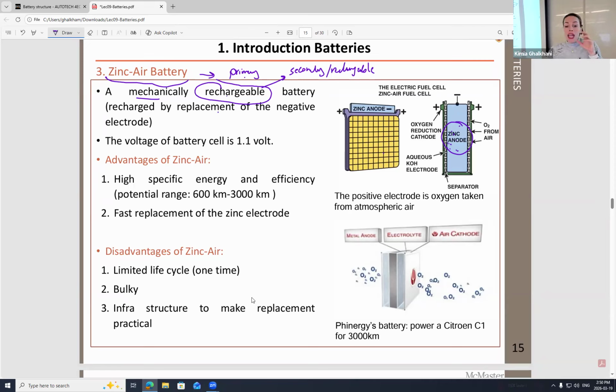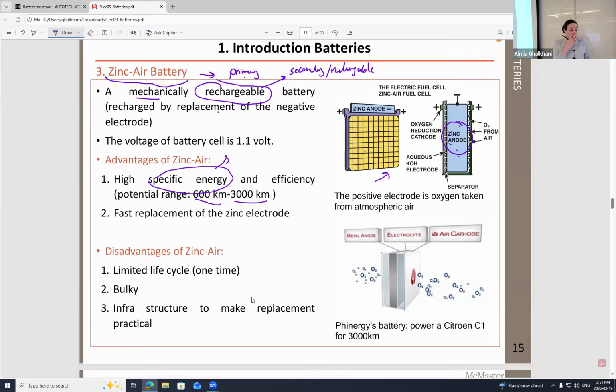But most of the time, it has to be a thick, or I would say heavy, battery, simply because one layer is air and you need enough air. Therefore, this is going to be a thick battery. The advantage is that they can be created in a huge size. They have the potential of 600 kilometers to 3,000 kilometers for driving. And of course, they have a really high specific energy. Another thing is easy troubleshooting, since you can replace them.